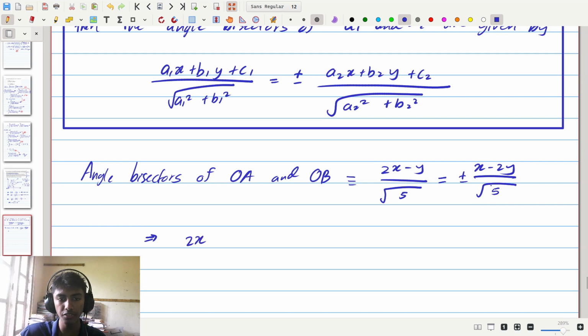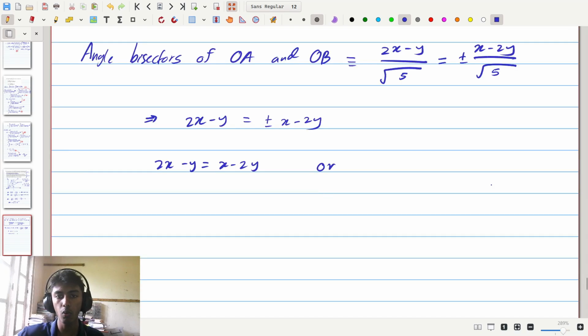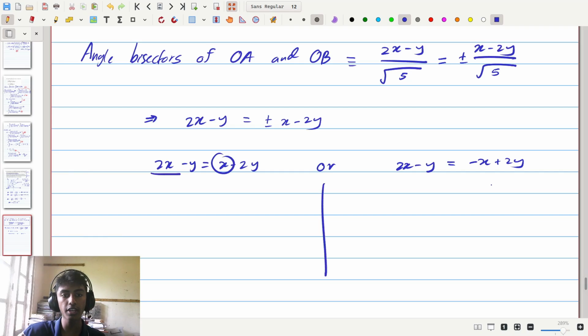So we get 2x minus y equals plus or minus x minus 2y, which you can separate into two cases: 2x minus y is equal to x minus 2y, or 2x minus y equal to minus x plus 2y. Now if we clean both of these up, in the first case, if we take this 2x and this x, we are left with a single x. Then if we consider this minus y and this minus 2y, we get only a single minus y on the right hand side.